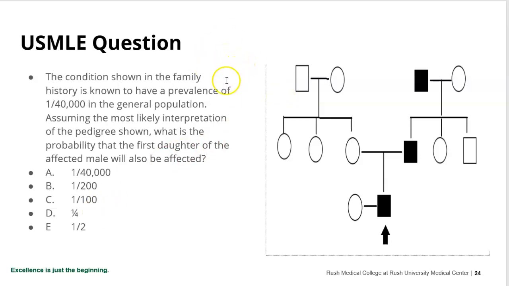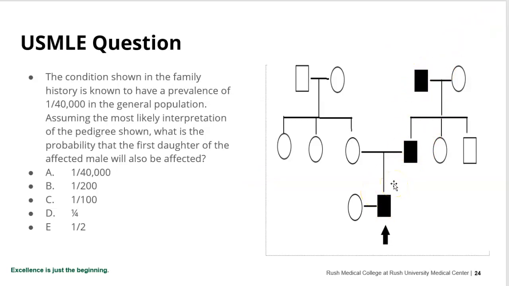A condition shown in the family history is known to have a prevalence of 1 in 40,000 in the general population. Assuming the most likely interpretation of the pedigree shown, what is the probability that the first daughter of the affected male will be affected? So let's look at this. We have, well, they're all males that are affected.